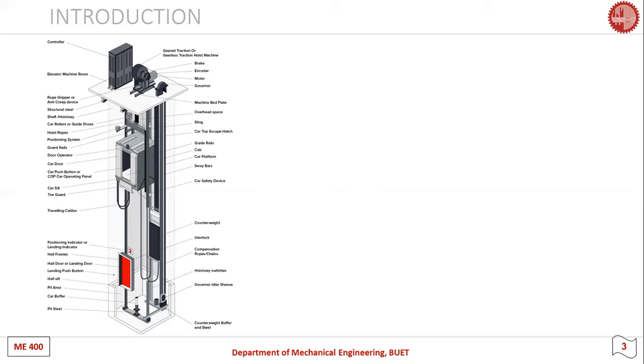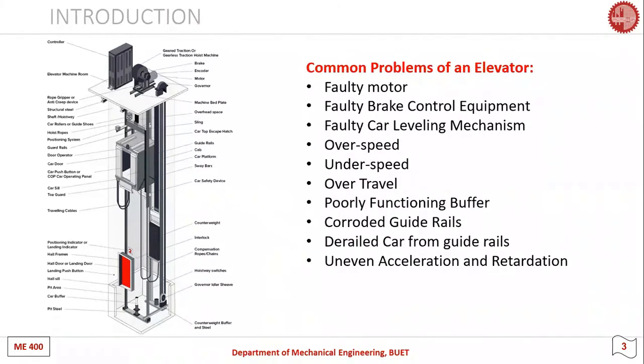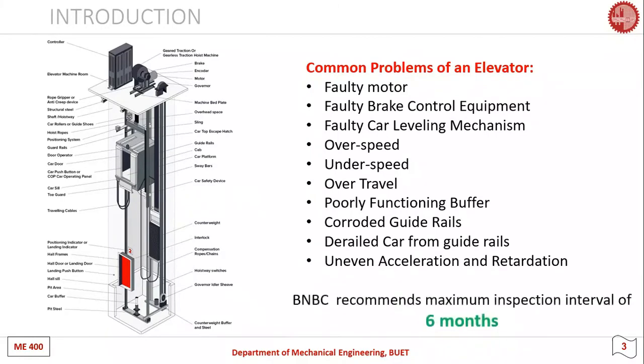Without periodic maintenance and proper inspection, some common problems of an elevator are faulty motor, faulty brake control equipment, faulty car leveling mechanism, overspeed, underspeed, overtravel, poorly functioning buffer, corroded guide rails, derailed car from guide rails, and uneven acceleration and retardation. Therefore, Bangladesh National Building Code recommends a maximum inspection interval of 6 months.